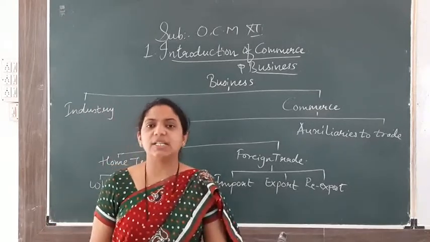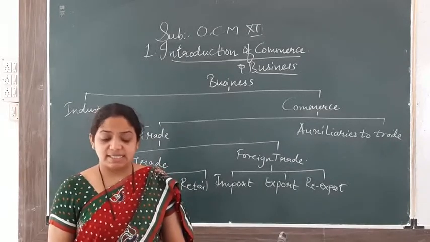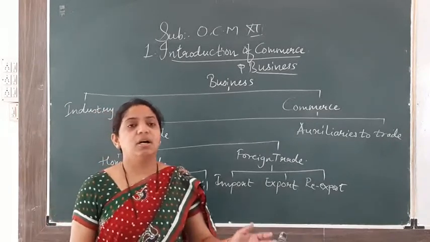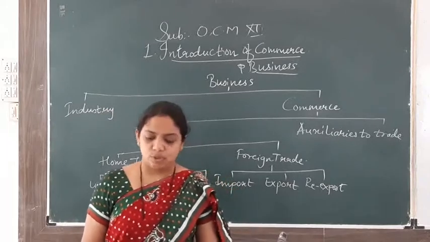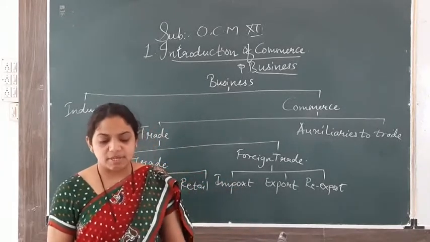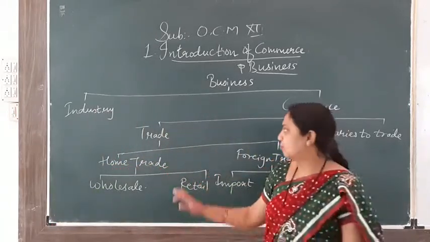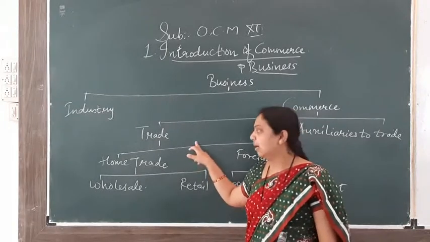A retailer is one who purchases from the wholesaler, or sometimes directly from the producer, and sells to the consumer in small quantities. He is a link between the wholesaler, or sometimes the manufacturer, and the ultimate consumer. Got it, everyone? So trade is divided into two parts.